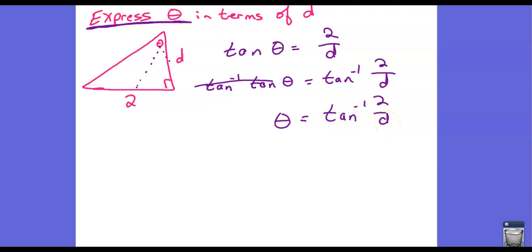Notice the directions say express theta in terms of d. So we did what it said. It said there's theta, and we express it in terms of d. So the only variable I have over here is d.